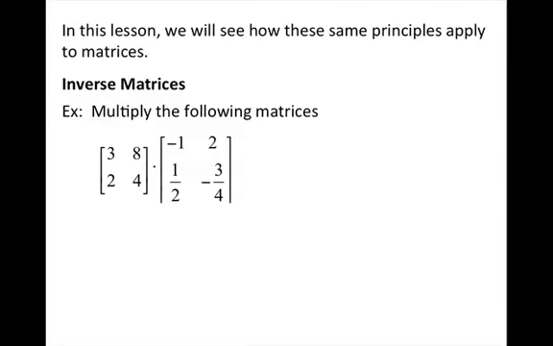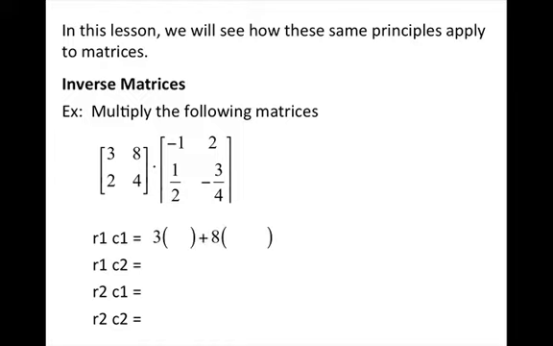Well, these are each 2 by 2s, so the number of columns in my first matrix is the same as the number of rows in my second matrix, so I can multiply these. So I'm going to multiply each row in the first matrix by each column in the second matrix. So I have row 1 times column 1, row 1 times column 2, and then row 2 times column 1 and column 2. Well, row 1 is a 3, 8, and column 1 is a -1, 1/2.